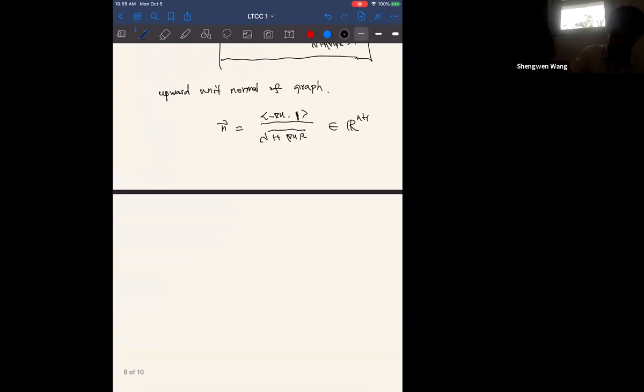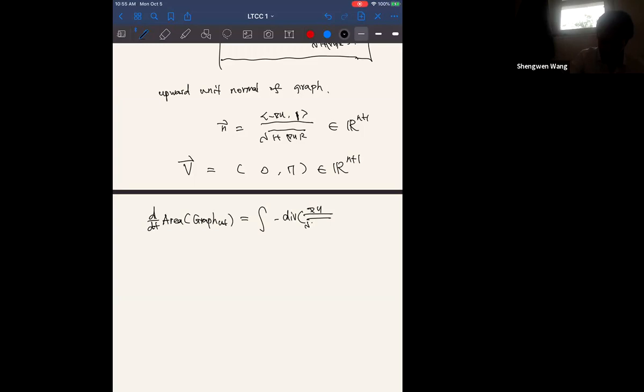And also let's denote a variational vector field. In this case, the variation function is eta, and that gives a vector field that is zero in the first n components and eta in the n plus one component. This is also a vector in R^(n+1). And then let's write this variational formula, for the graph of u_t. You have negative divergence of grad u, and then you have the inner product of n and v.